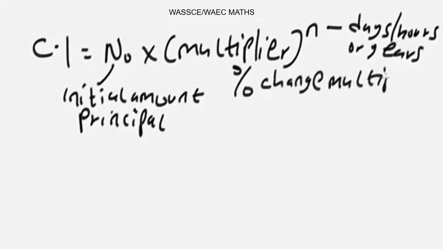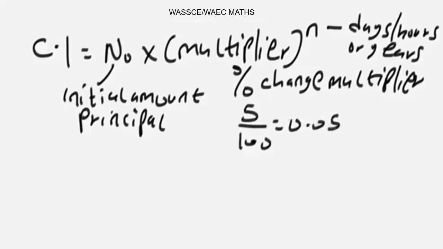what it basically means, for instance, if the question has a 5% increase, the percentage change multiplier, when you divide 5 by 100, is going to give you 0.05. The multiplier, when you are doing compound interest, usually starts with 1. Since it's dealing with an increase, the percentage change multiplier will be 1 plus 0.05, which will give us 1.05.